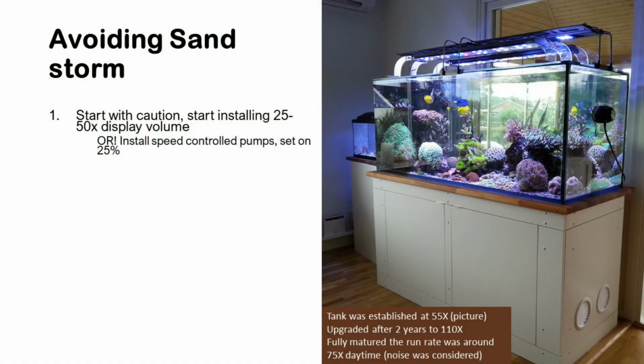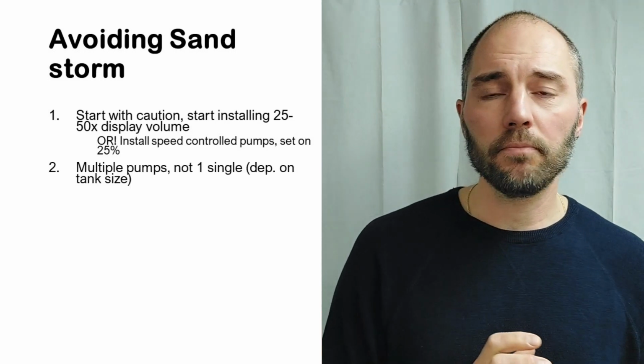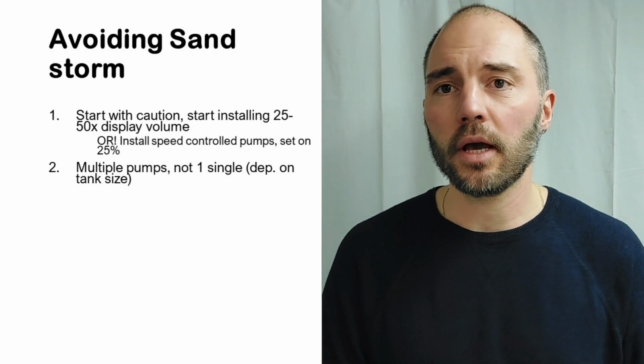So how do you avoid a sandstorm then? First, you start with caution, installing 25 to 50x the display volume. Or you install speed control pumps and you set them to 25%. Then you go for multiple pumps, not one single. That will make your life a lot easier.